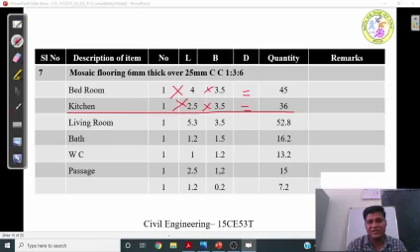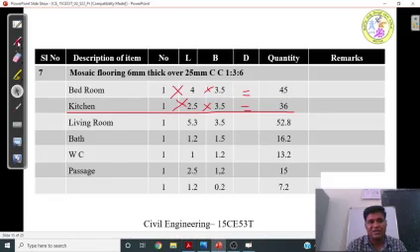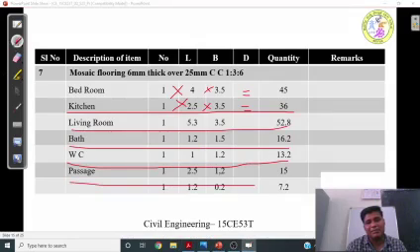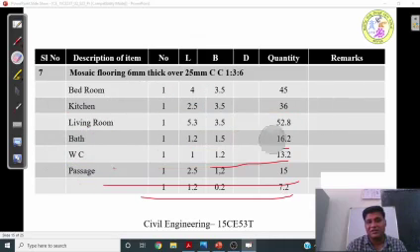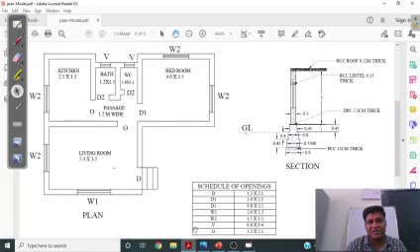You can see it is evident in the figure. The dimensions of the bedroom is 4 into 3.5. So 4 into 3.5. In the same manner, living room and bath and water closet and all the passages areas will be taken from the drawing. It is evident from the drawing. See, all the areas are evident. You need to multiply and add all those.